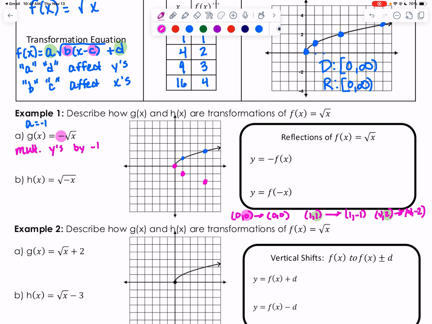Now notice how that changed that function. So our new function looks like this. Now, sometimes we say it opens down, but I want to describe this function. So when we have y equals negative times f(x), that's going to cause a reflection across the x-axis. A reflection across the x-axis.